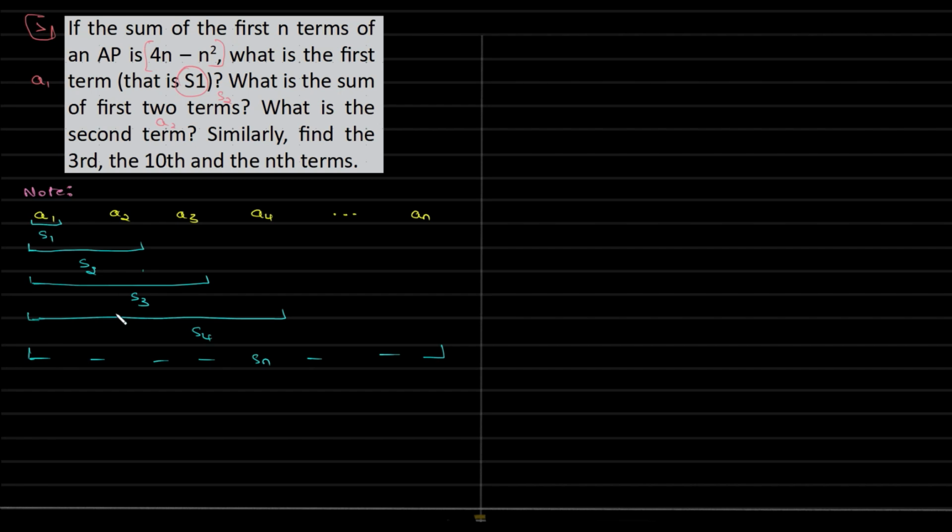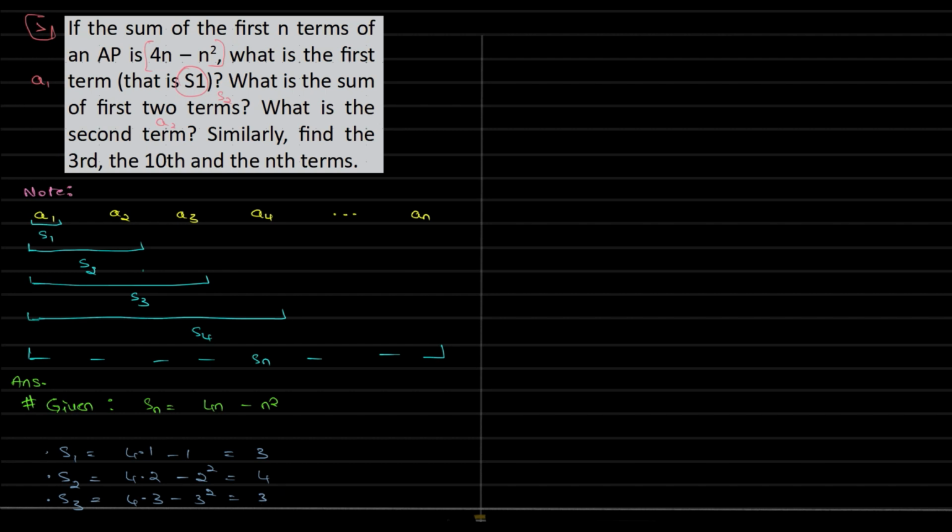So now, with this knowledge, how can I find all of this? Well, let's start with what is given. We have Sn to be 4n minus n square. So S1 is 4 times 1 minus 1 square, that is 3. S2 is 4 times 2 minus 2 square, 8 minus 4, that is 4. Then S3 is 4 times 3 minus 3 square, so that will be 3, right?